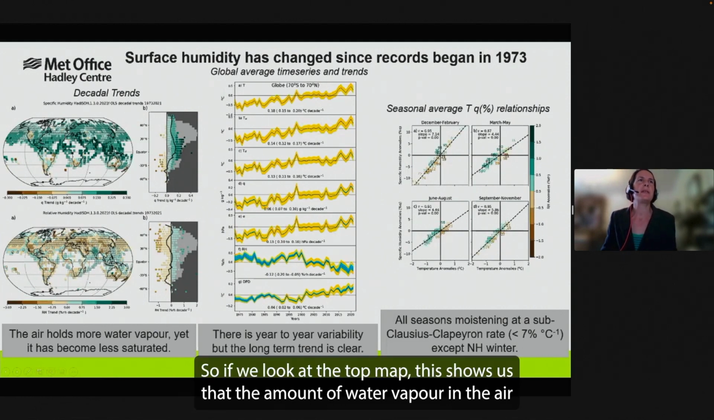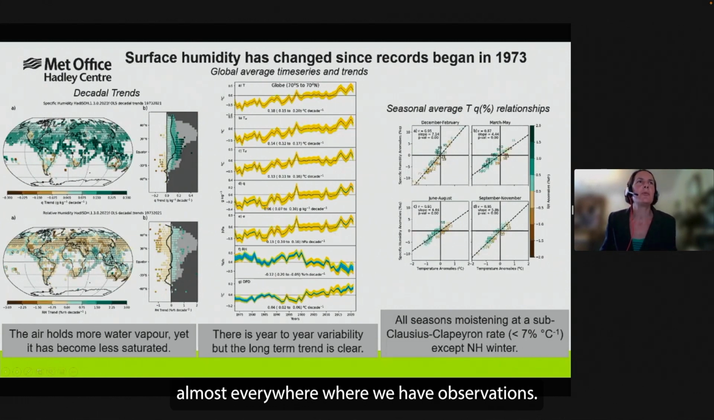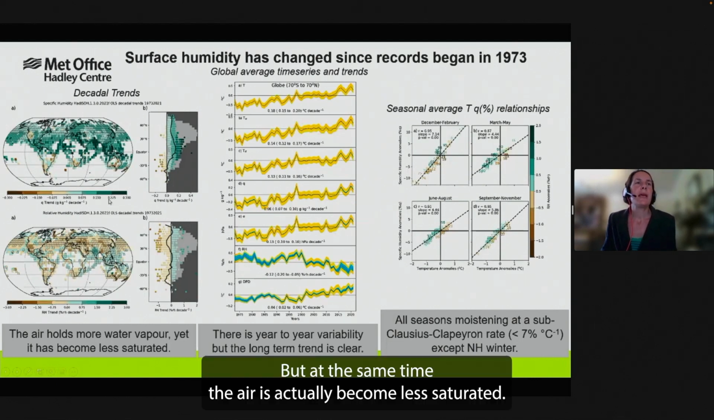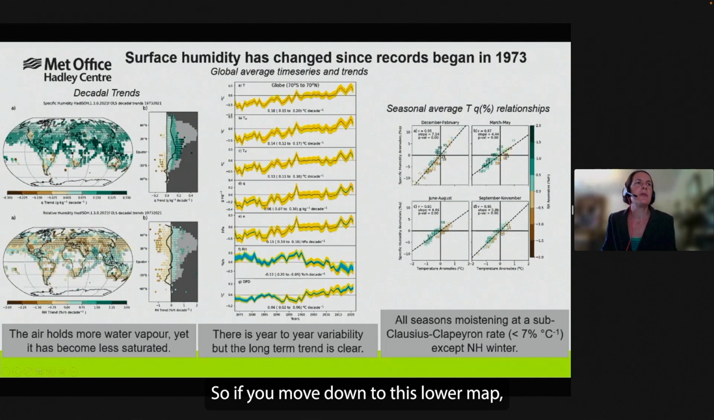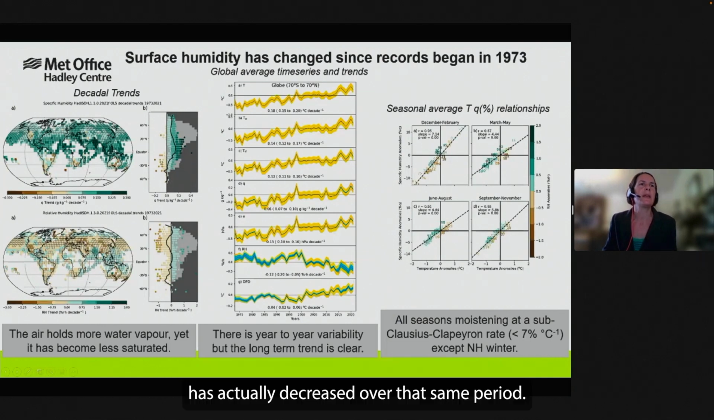If we look at the top map, this shows us that the amount of water vapor in the air at the surface, the specific humidity, has actually increased over time since the 1970s, almost everywhere where we have observations. But at the same time, the air has actually become less saturated. So if we move down to this lower map, there's lots of brown boxes which show you that the relative humidity has actually decreased over that same period.